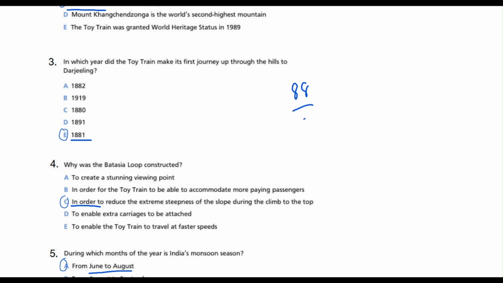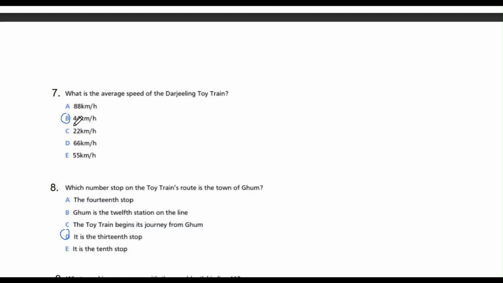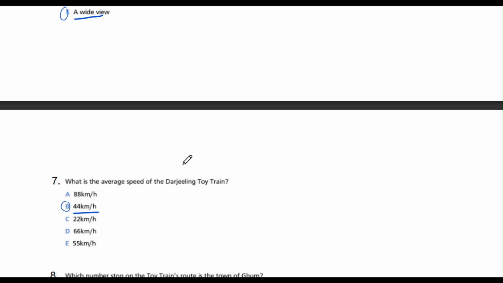Question 8. Which number stop on the toy train's route is the town of Gum? The choices are A, the 14th stop, B, Gum is the 12th station on the line, C, the toy train begins its journey from Gum, D, it is the 13th stop, E, it is the 10th stop. The correct answer is D. It is the 13th stop.